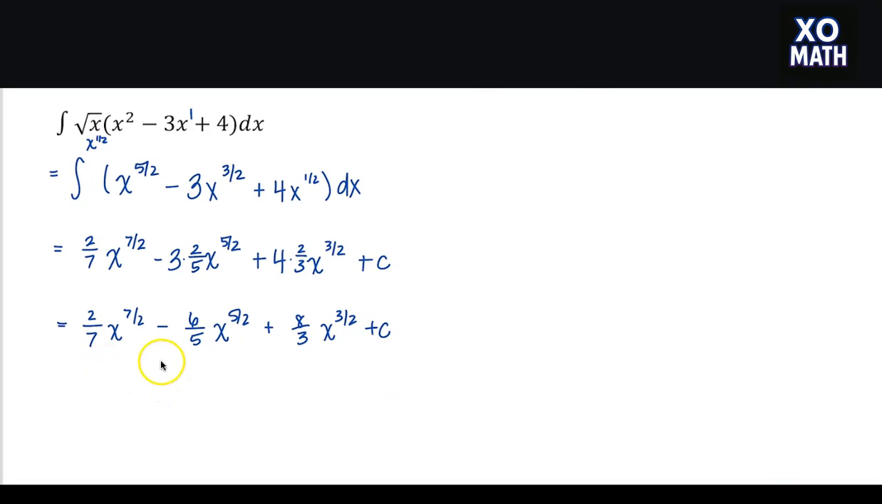And here, if I want to turn them back into radical form, I would have 2/7, and I'd have the square root of x to the 7th minus 6/5, the square root of x to the 5th, plus 8/3, the square root of x cubed, plus c. So here the rational exponent has a denominator of 2 in each case, so that would make it a square root. And remember, we don't put the 2 when we're referring to square roots. So this would be my answer in radical form.